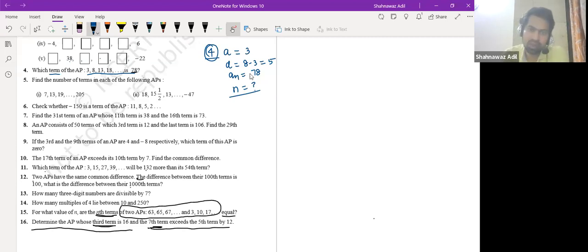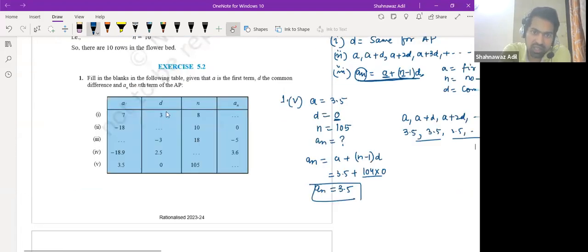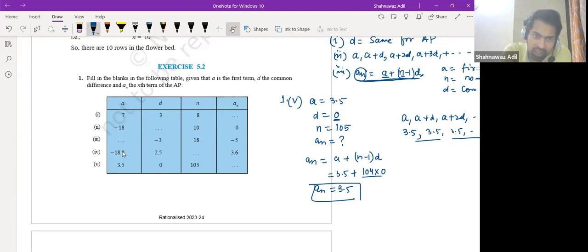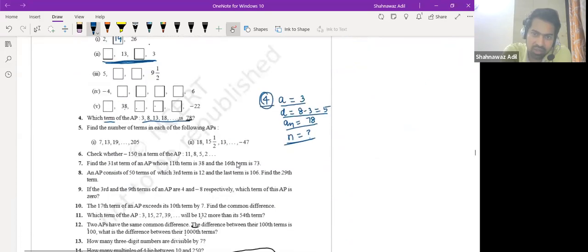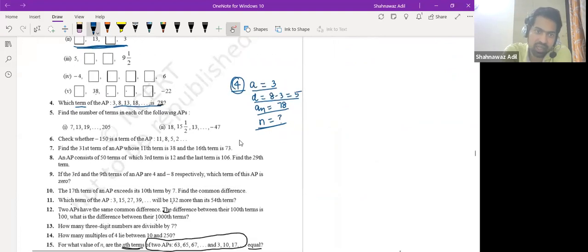So this was all about these kinds of questions. We have to find out the information ourselves, because in the previous questions, all the information was there. We had A, we had D, we had N. In this fourth question, A is given, D is given, An is given, and we have to find out N. Similar question. So please do this calculation and tell me what is the N that you are getting.